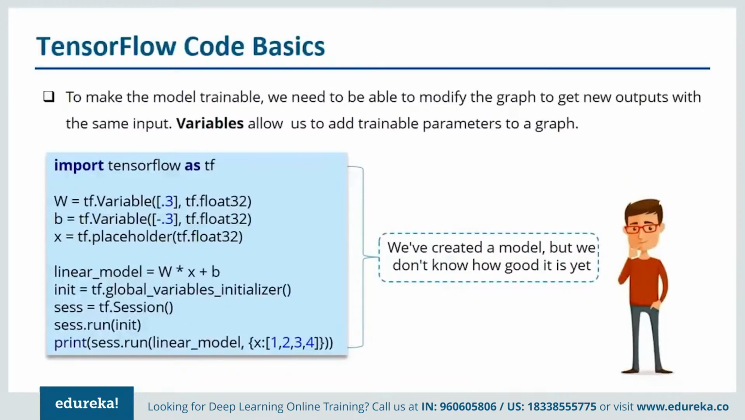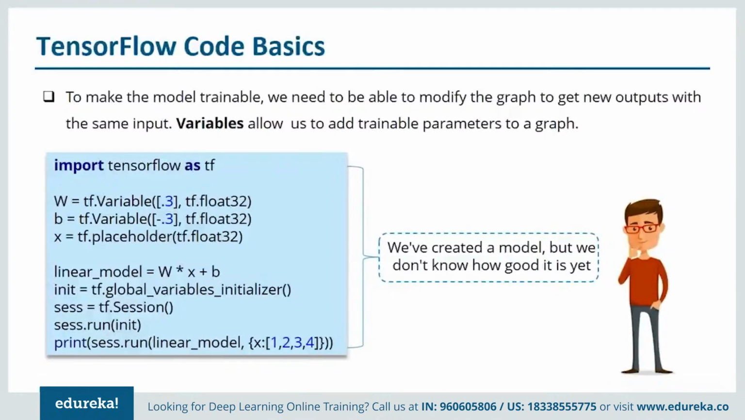So basically in deep learning, we typically want a model that can take arbitrary inputs. Now in order to make the model trainable, we need to be able to modify the graph to get new outputs with the same input. And what helps us to do that? Variables basically allow us to add trainable parameters to our graph.